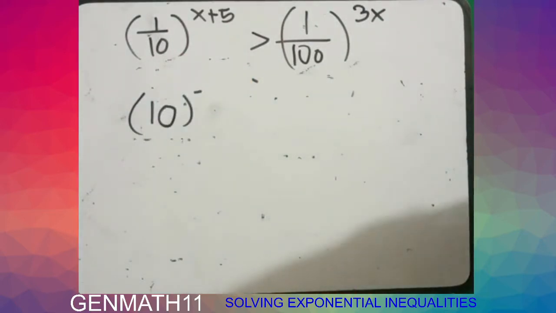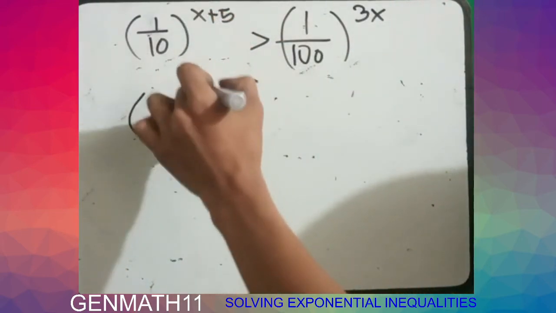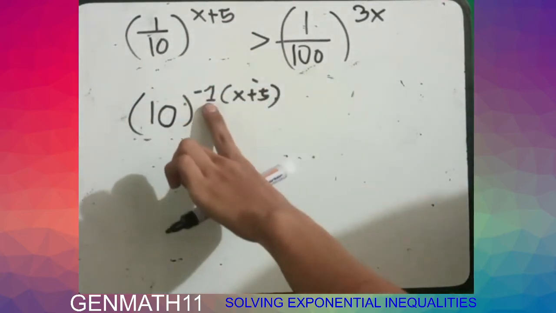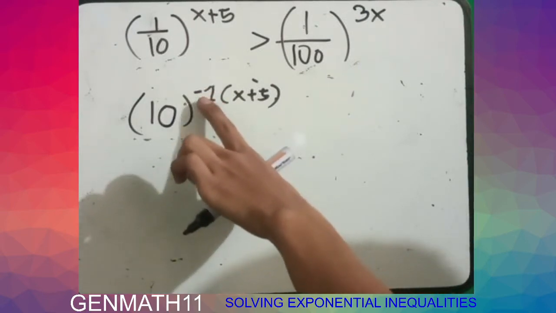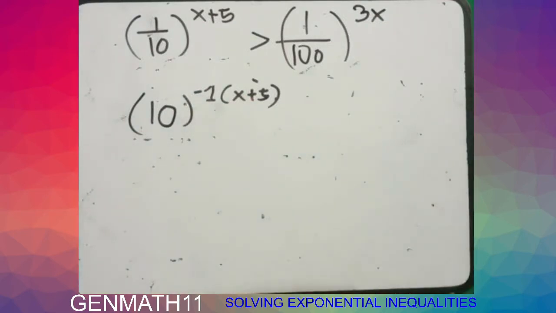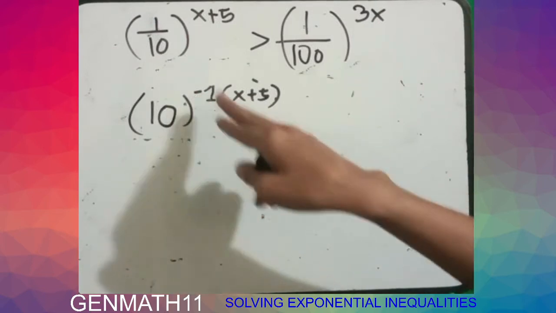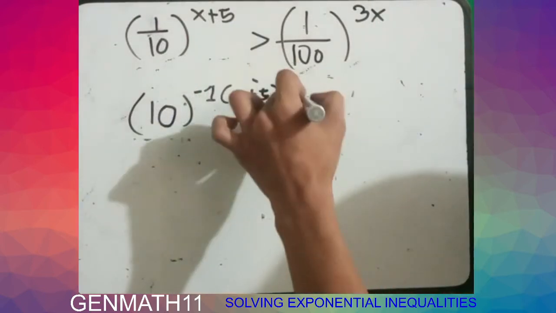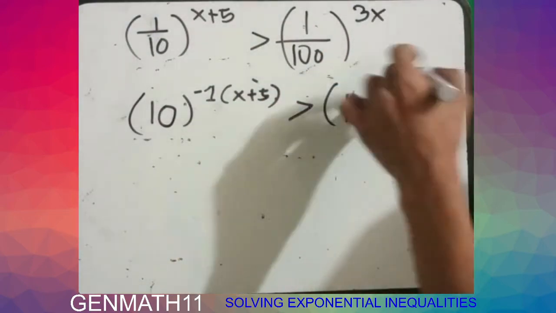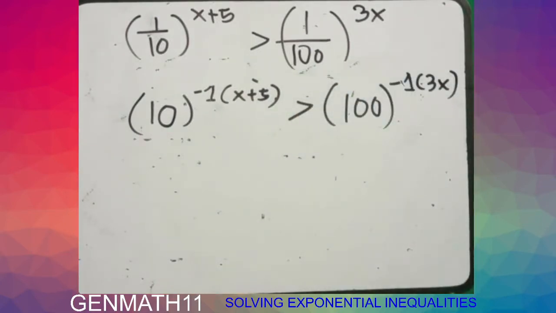Then, maglalagay na tayo dito na negative. So, itatimes lang natin sa negative si x plus 5. Pero pwedeng negative 1 times x plus 5. Pero pwedeng walang nakalagay na 1. Kasi pag times mo sa, si negative sa x is negative x pa rin. Pwede namang negative 1 times x, negative x pa rin naman yung kalalabasang sagot. Kaya minsan, kahit hindi na sulat si 1 dito kapag nagmo-multiply tayo. Then, greater than, magiging 100, tapos negative 1 times 3x. Next.